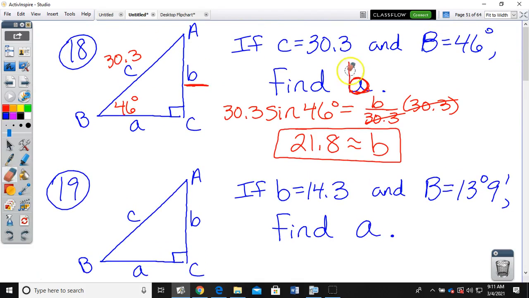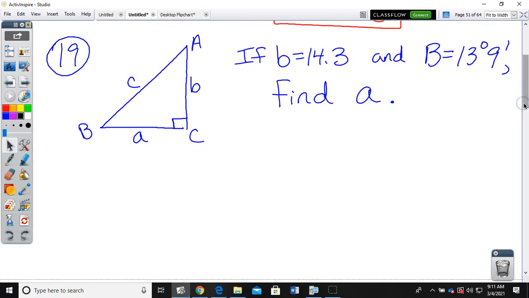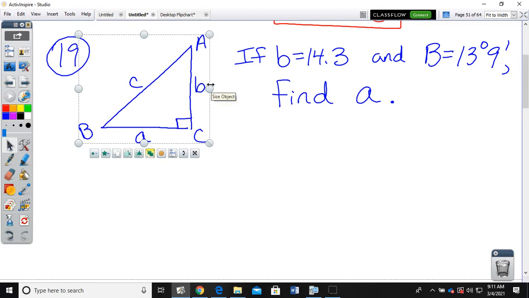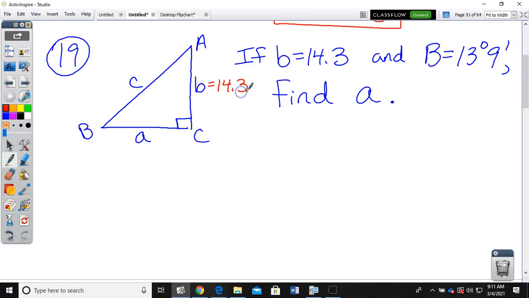Let me fix that a little better because that's bothering me. All right, on 19, make sure I have it correct. Everybody good there? I'm going to fill out what I know. I know little b right here is 14.3. Angle B is 13 degrees 9 minutes, and I'm looking for side A.